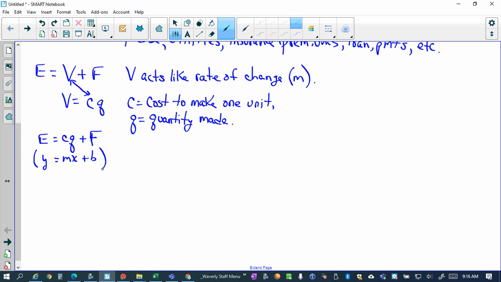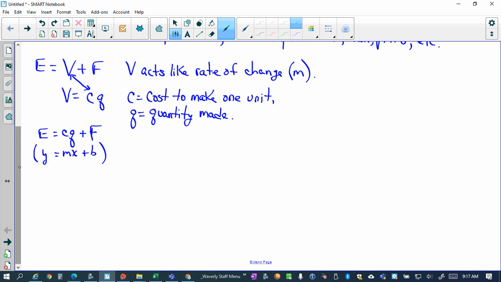Remember, the fixed costs happen even if Q is zero. If we don't make any, we still have all those lease payments, rent payments. That's the starting point of our expenses. And then the expenses grow with every single widget made by whatever C happens to be. So linear equation, you're familiar with it. All right, so that's the expense side of it.